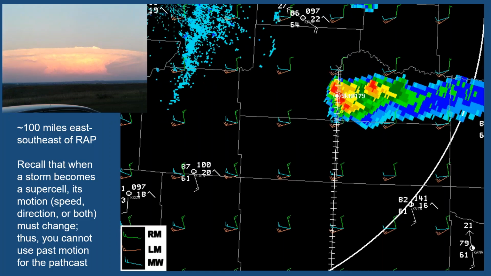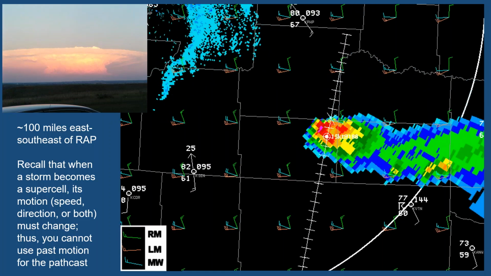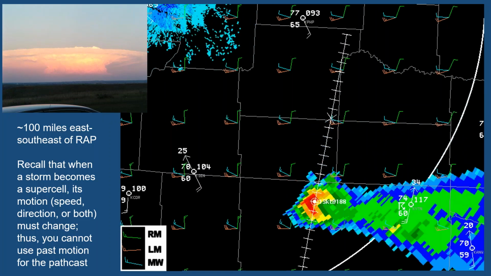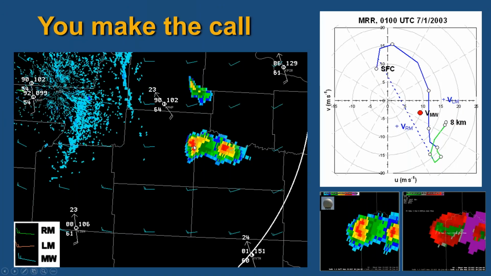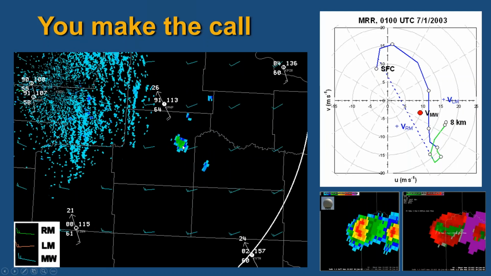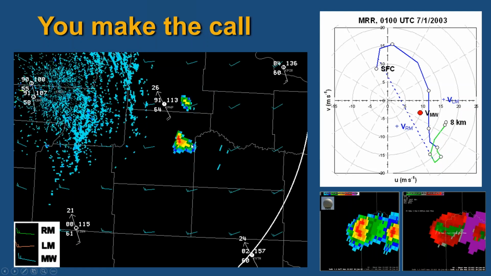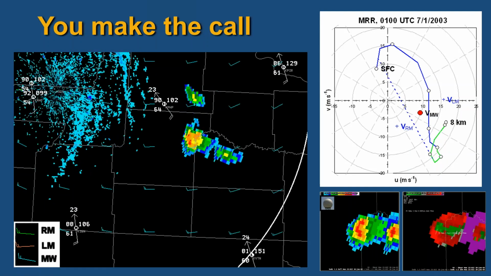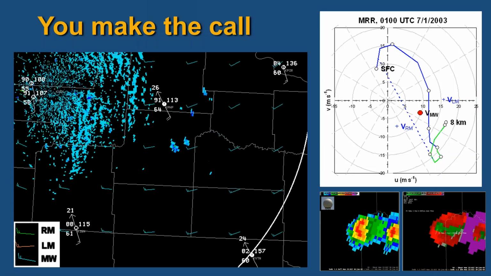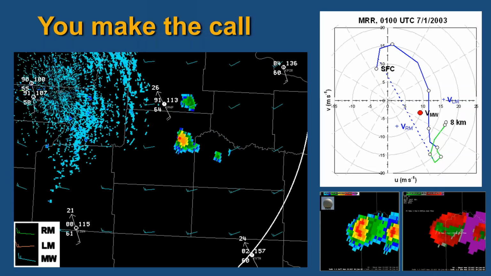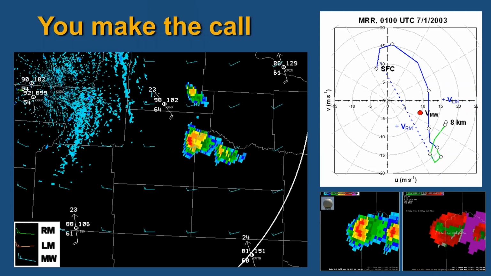But the key here, again, this drives home the point, is that as a storm's becoming a supercell, its motion must change. So if you think you can draw your polygon based on the past storm motion, but you expect a supercell, you're just dead wrong. It's just not going to work out. So you have to be creative in how you move your dot to get the storm motion that you desire. And it takes a little bit of trial and error to do that.